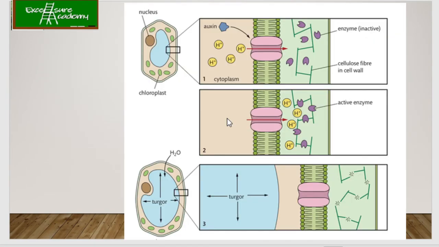Another figure, same concept. You have the plant, the auxin-induced H+ pump gets activated, the H+ goes into the cell wall, the enzymes get activated, and the proteins, the expansins, are activated.